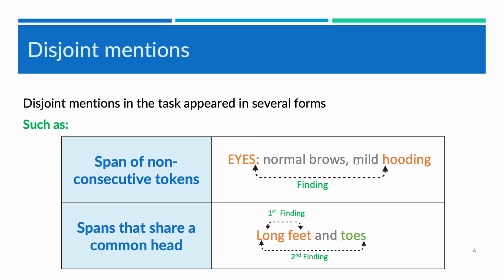Let's see what we mean by these disjoint mentions. In the dataset, the disjoint mentions appeared in several forms. For instance, we can see some spans of non-consecutive tokens, where one entity is interrupted by one or more non-entity tokens. Another form is when spans share a common head, where two or more entities share a common token and one entity interrupts the other.